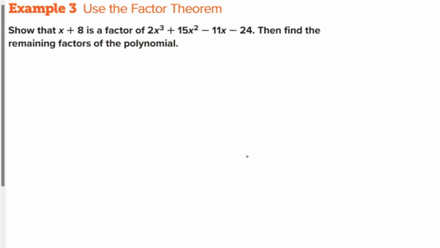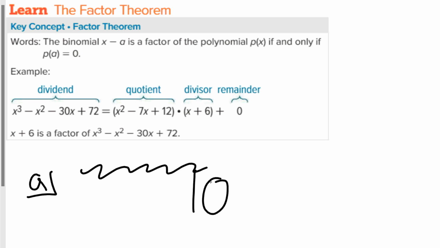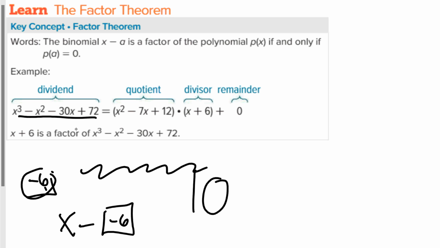Okay, in example 3, we're looking at using the factor theorem. The factor theorem just says that if I plug a value into a synthetic division, run it through, and get a 0 as my remainder, that means x minus that a value is a factor. For example, if I plug in -6 and get a 0 at the end, that means x minus a -6 is a factor of the dividend. So x plus 6 is a factor of that. Then I can find the remaining factor as long as I have a remainder of 0.